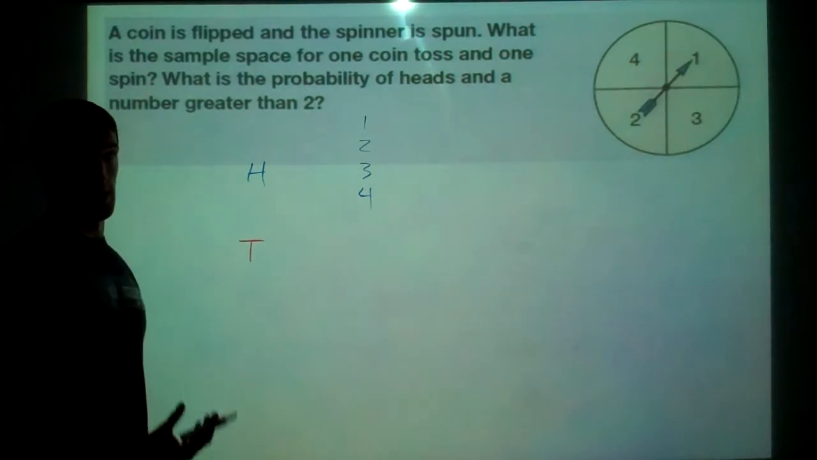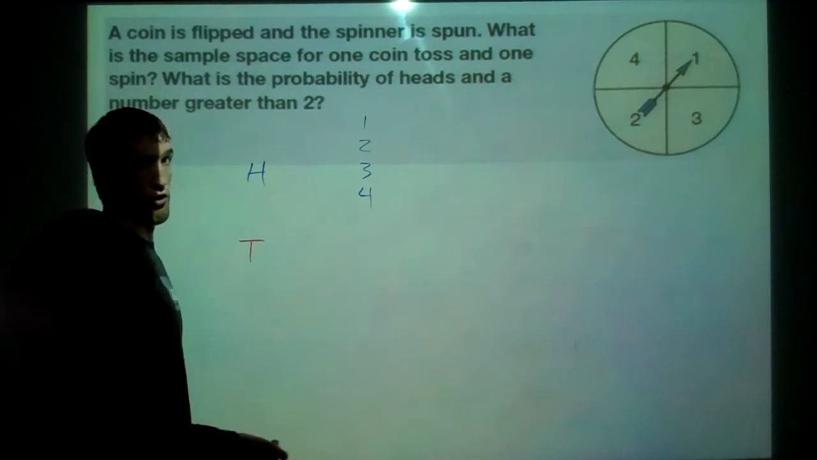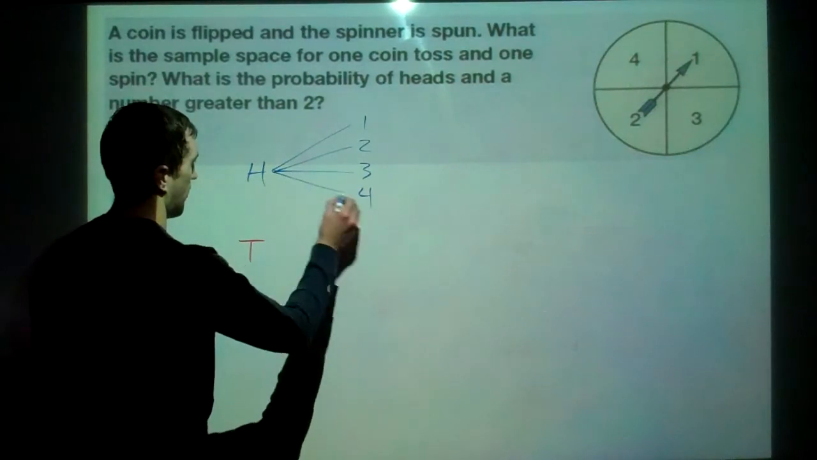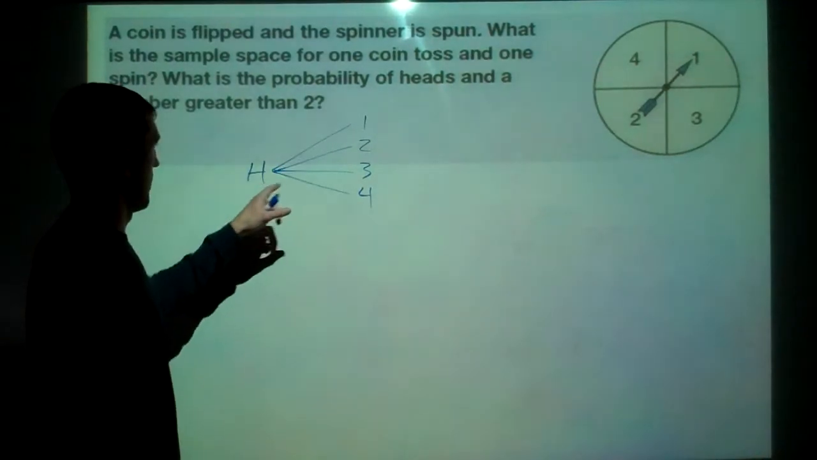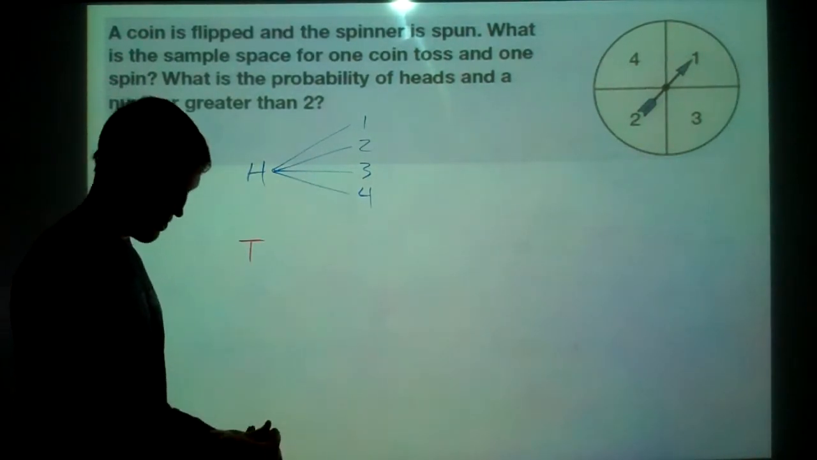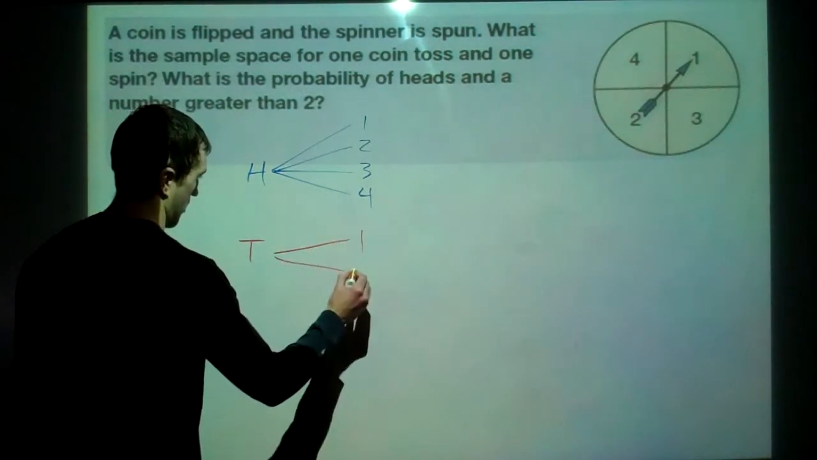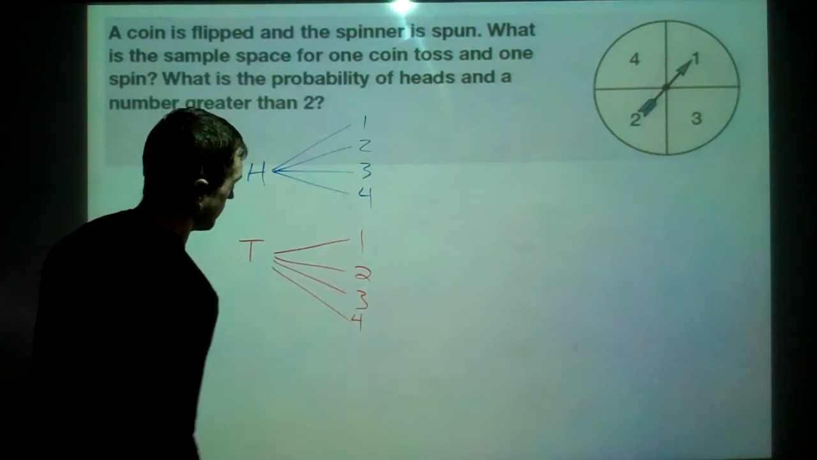So what could happen? Well, if we get a heads, we're either going to get a 1, a 2, a 3, or a 4 with that. So 1, 2, 3, 4. So we could get heads in a 1, heads in a 2, heads in a 3, heads in a 4. If we get a tails, same deal. We're either going to get a 1 with it, a 2 with it, a 3 with it, or a 4.